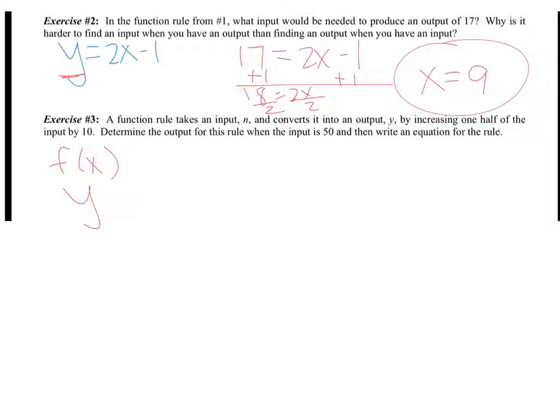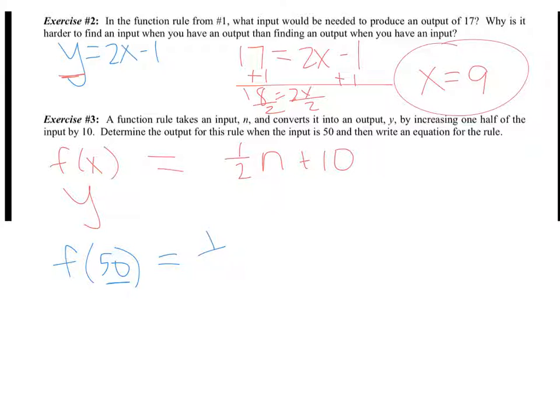It's saying that we're taking n and we increase 1/2 of the input by 10. So meaning we have to have half of the input and then increase it by 10. So f of x equals 1/2 n plus 10. Then we need to determine the output when the input is 50. So that's saying f of 50. So we want to know when the input is 50, what is the output going to be?